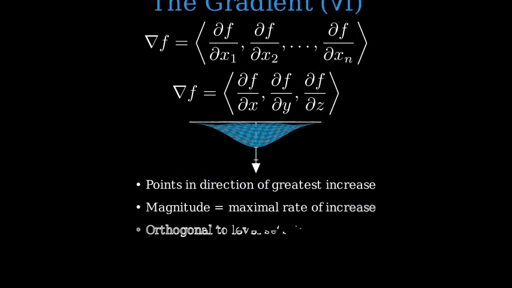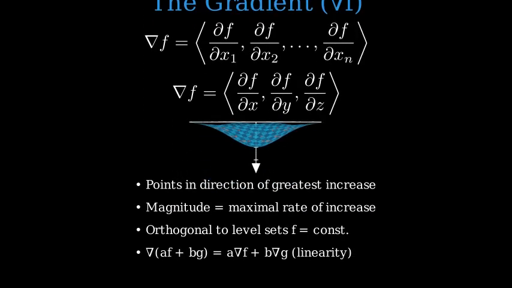Let's summarize the key properties of the gradient. It points in the direction of greatest increase of the scalar field. Its magnitude equals the maximum rate of increase. It is perpendicular to the level curves or surfaces where the function value is constant. And it follows the linearity property. The gradient of a sum is the sum of the gradients.